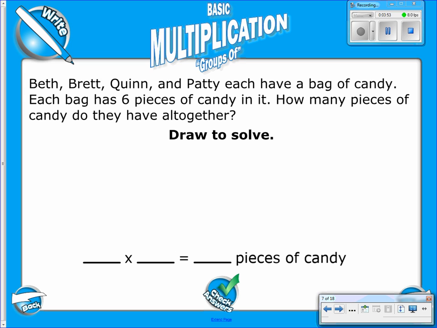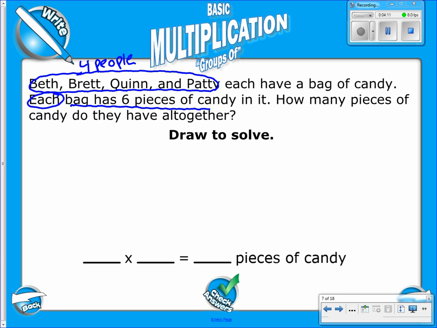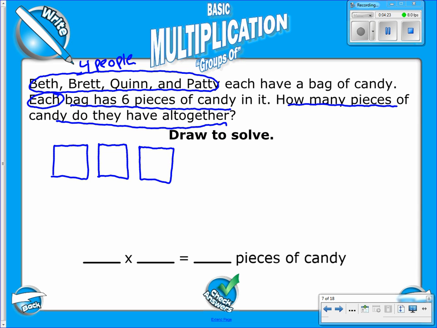I would like to do another example with you, just so that you can go through and see it again. Here's a word problem, and we're going to go through all the strategies again. Beth, Brett, Quinn, and Patty each have a bag of candy. Right here I have 4 people, and they're each going to have a bag of candy. Each bag has 6 pieces of candy in it. How many pieces of candy do they have all together? I'm going to draw 4 bags of candy, 1 for each child: 1 for Beth, 1 for Brett, 1 for Quinn, and 1 for Patty.